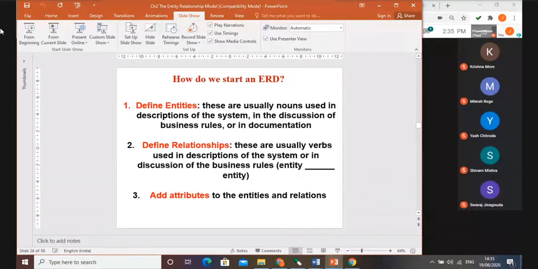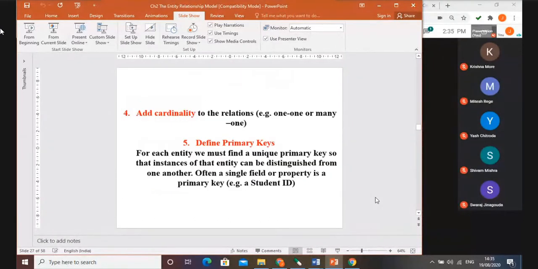Fine. Next, these are three steps. These are two steps. Once the attributes are done, add the cardinality. What all cardinality, that we have seen: one to one, one to many, many to one, and many to many, that you need to add. Then last one, define the primary key.